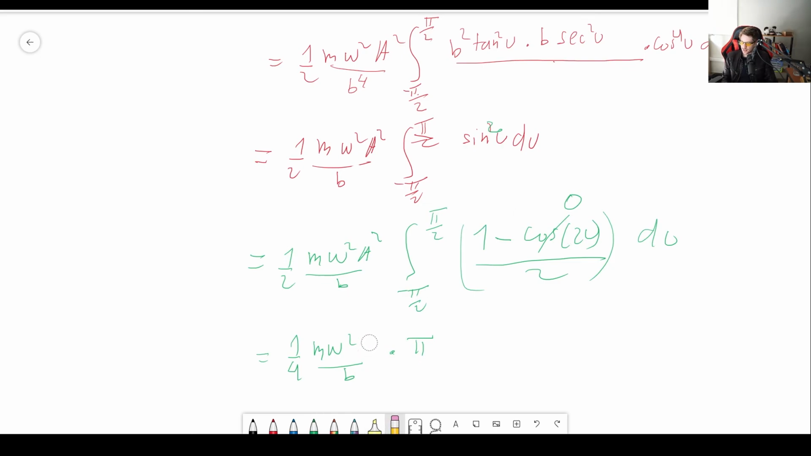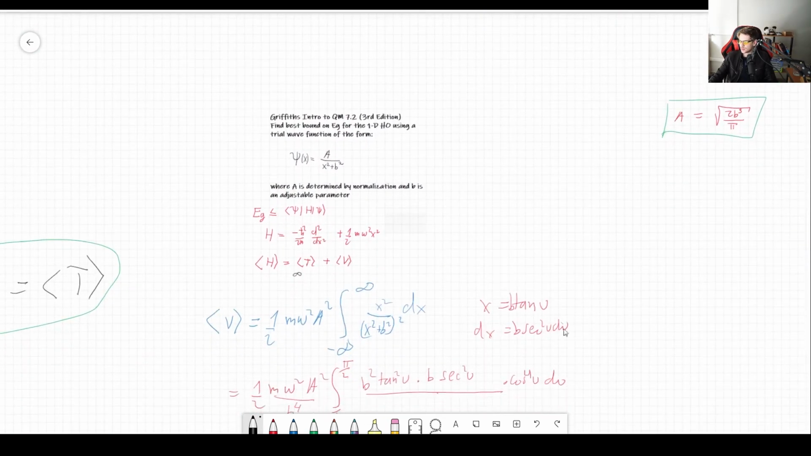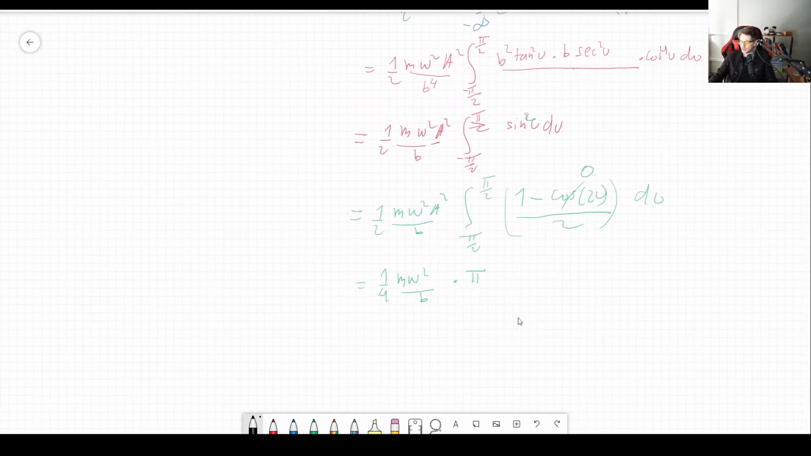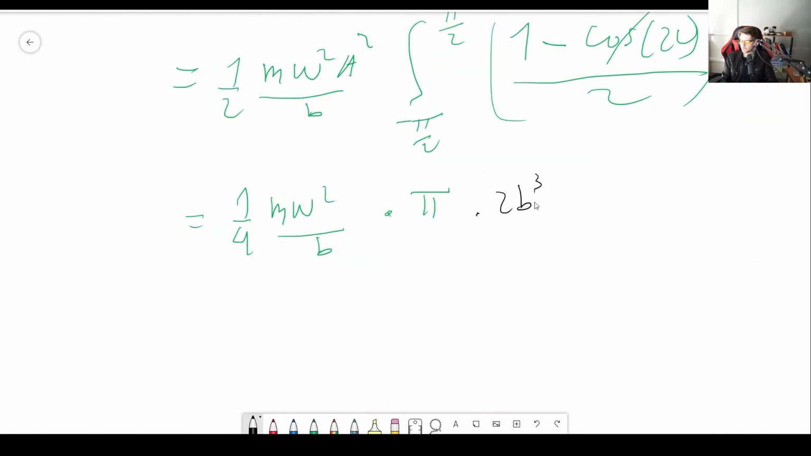So now let's plug in the value for a squared, which I already forgot, so I need to double check. It's 2b cubed over pi. So pi's cancel out. This cancels out this at least a little bit. So we get m omega squared b squared. And there's a 2 downstairs, right? Because this canceled out part of this. Yeah, okay, there we go.